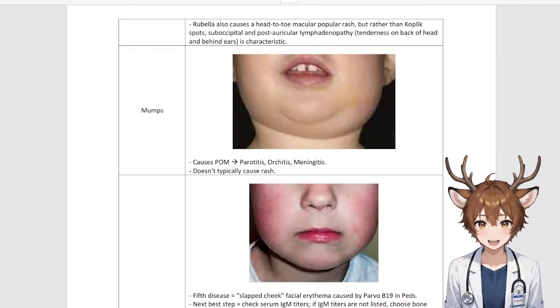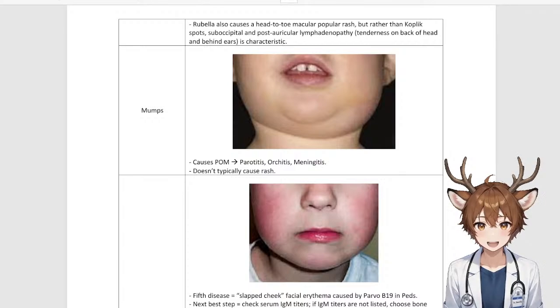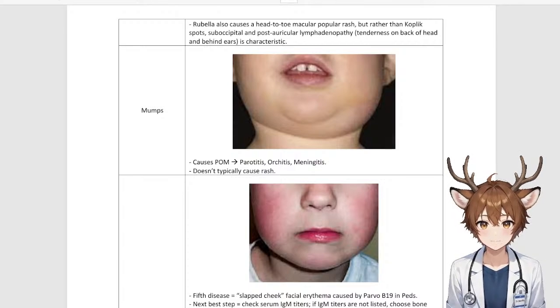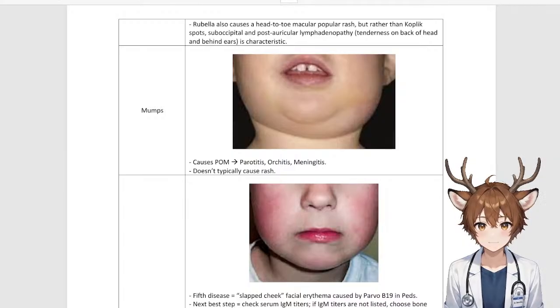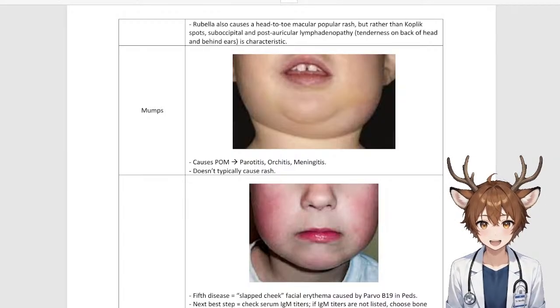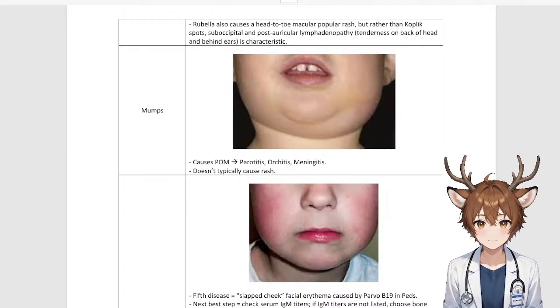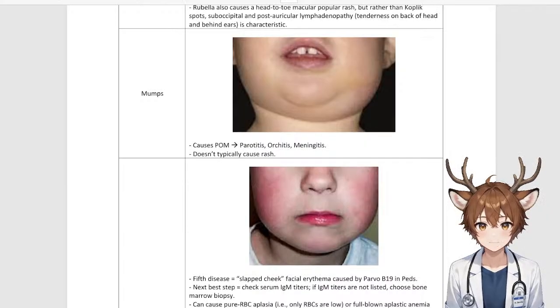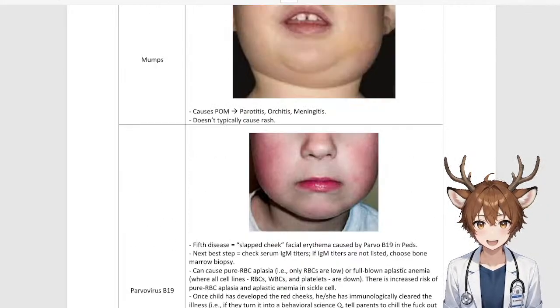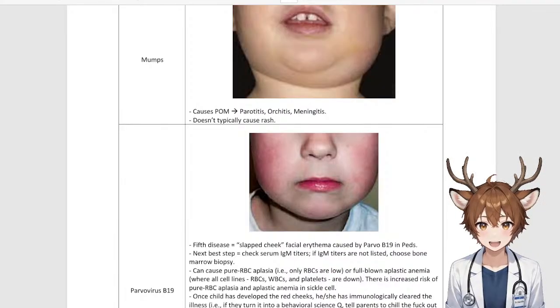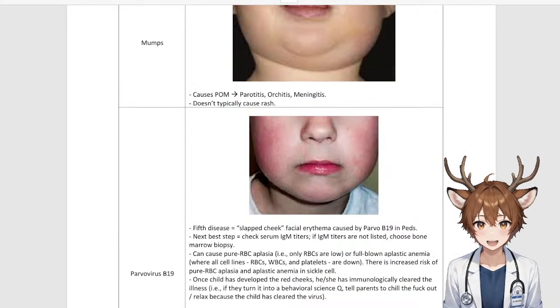Measles and mumps are both paramyxoviruses. Mumps causes POM: parotitis, orchitis, and meningitis. It doesn't typically cause a rash, though. Remember, orchitis, parotitis, meningitis. So think about what's going on in different places.